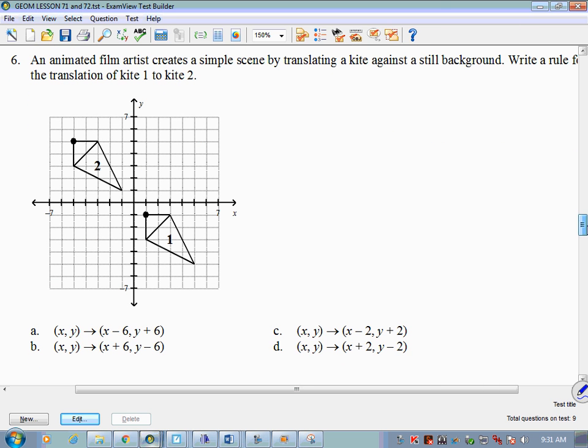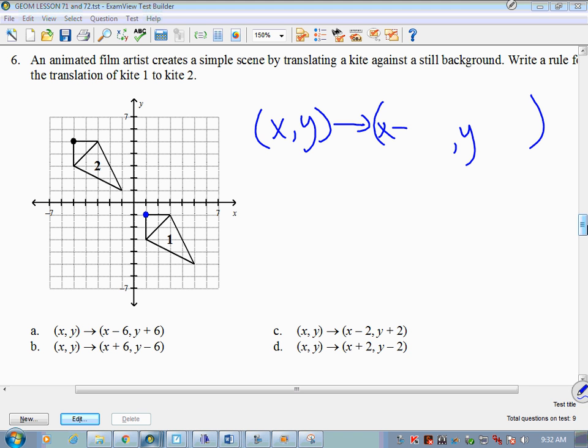Okay. Number 6. Number 6 tells me we're moving from 1 to 2. It wants to know what the translation notation is. So we've got x, y moving to x plus or minus, y plus or minus. The easiest thing to do is to pick a point and follow it left or right, then up or down, right? Am I going left or right from 1 to 2? Left. That should tell me that's going to be x minus, correct?